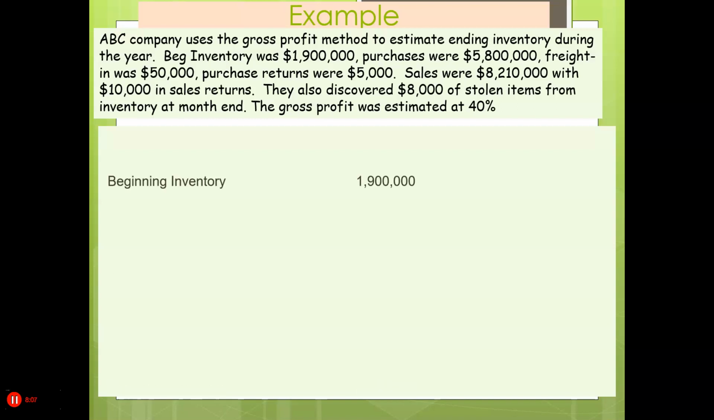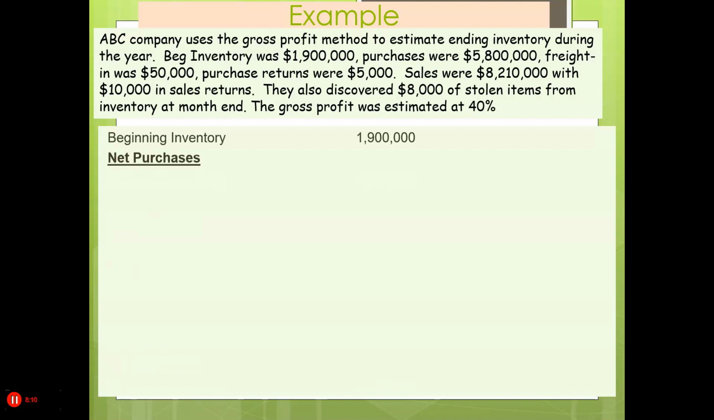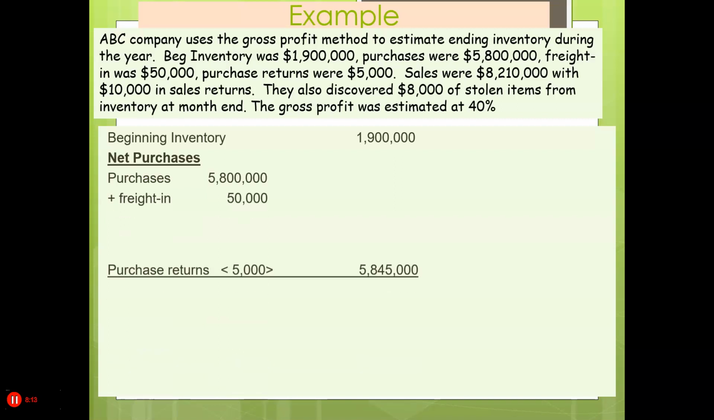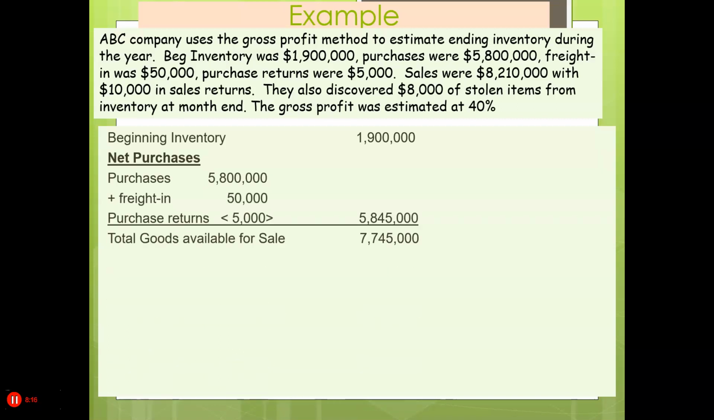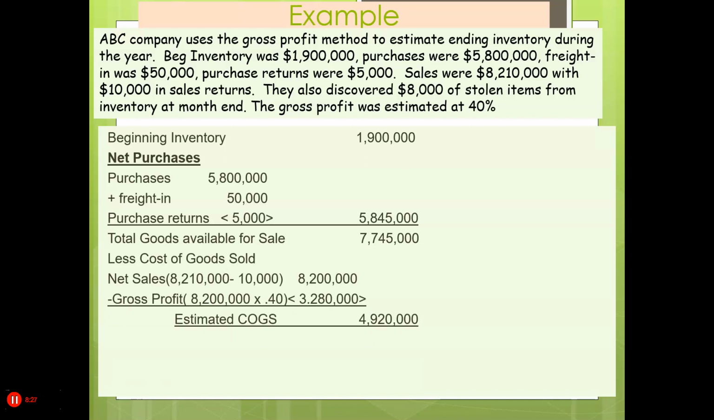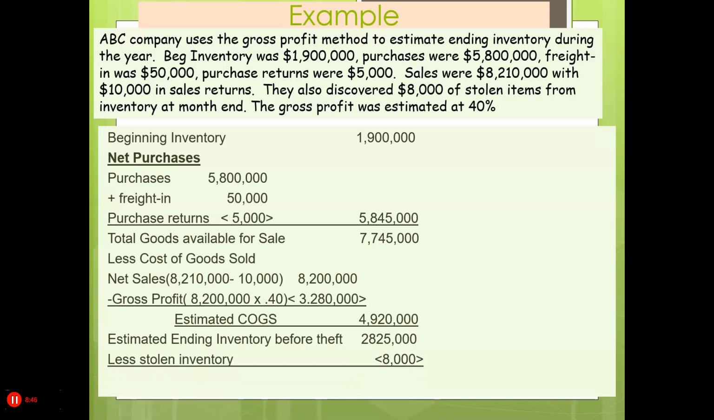Here's our example. We start with our beginning inventory plus our net purchases gives us total goods available for sale. Now we have to subtract out our cost of goods sold. We take our net sales, but we're going to take our net sales times our gross profit percentage and subtract that out, which gives us estimated cost of goods sold, which gives us estimated ending inventory, and then you take out your theft. And that gives us our estimated ending inventory.